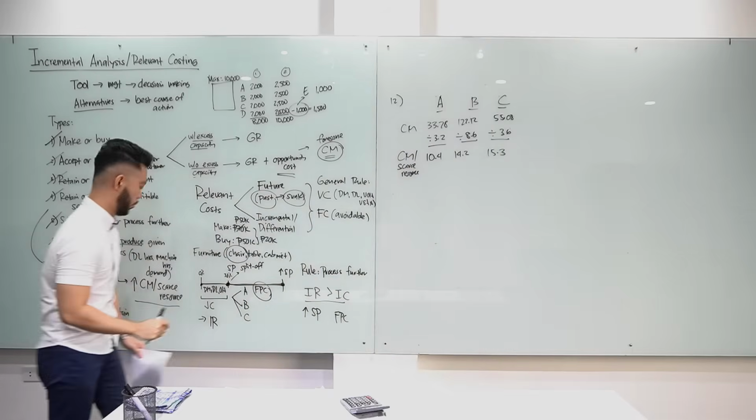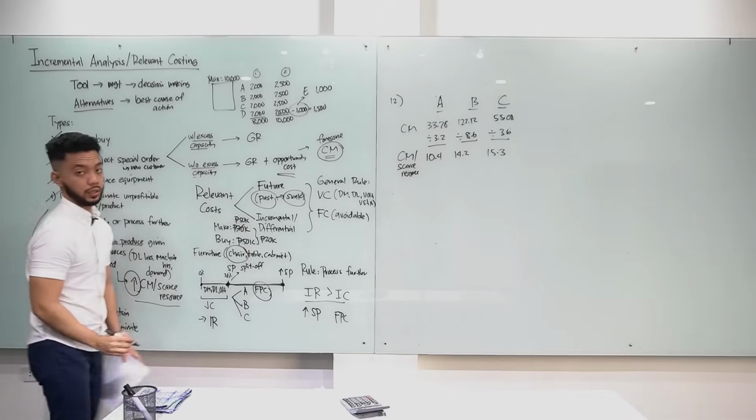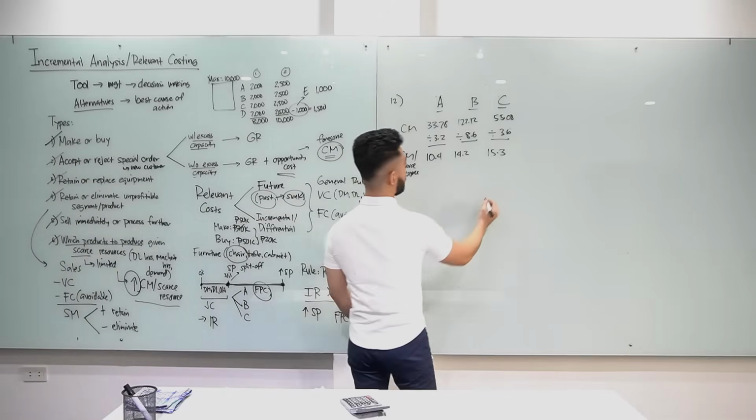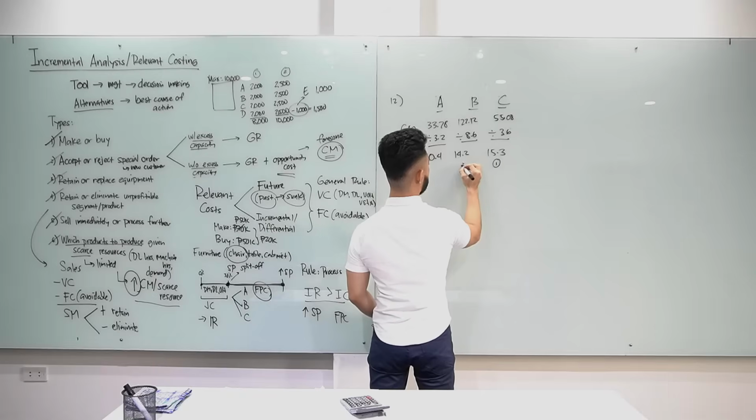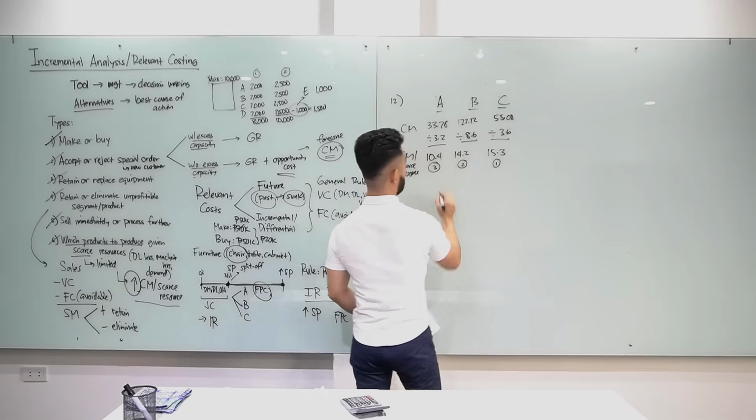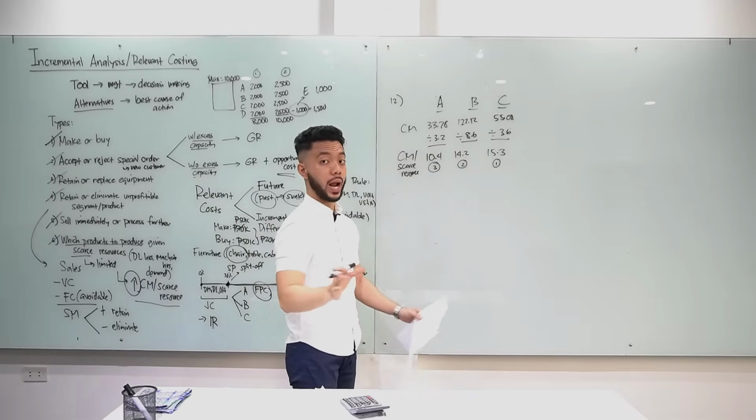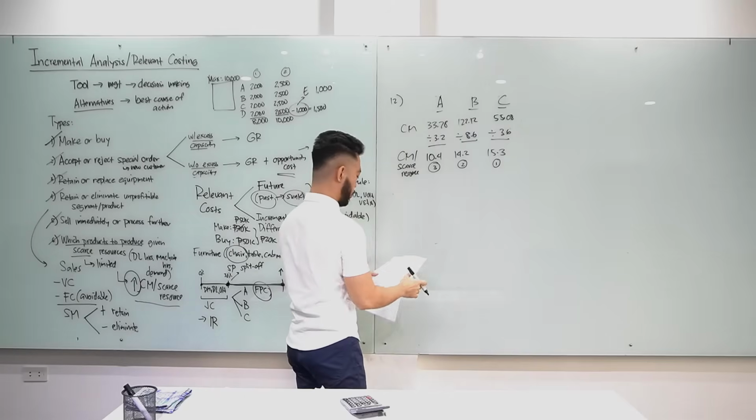Ang ipaprioritize mo dyan, yung highest. Okay? Alin yung highest dyan? Si C, 15.3. Second highest si B, and then si A, yung lowest. Alright? Yun yung ranking natin. So, si C muna yung i-produce natin.